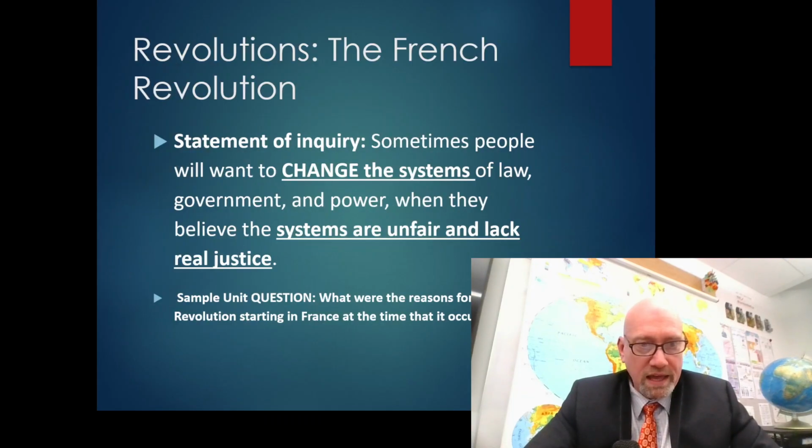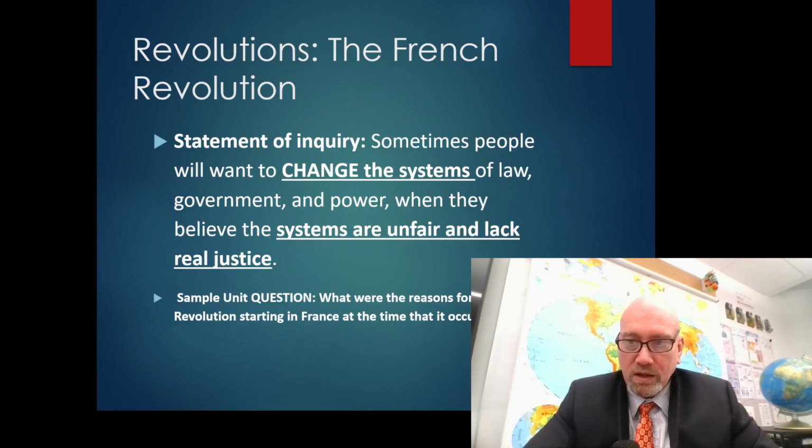Moving on, we have a statement of inquiry. Sometimes people want to change systems of law and government and power when they believe systems are unfair and lack real justice. Sample unit question: what are the real reasons for the French Revolution starting in France at the time that it occurred? Is it A, the famine and people are hungry?